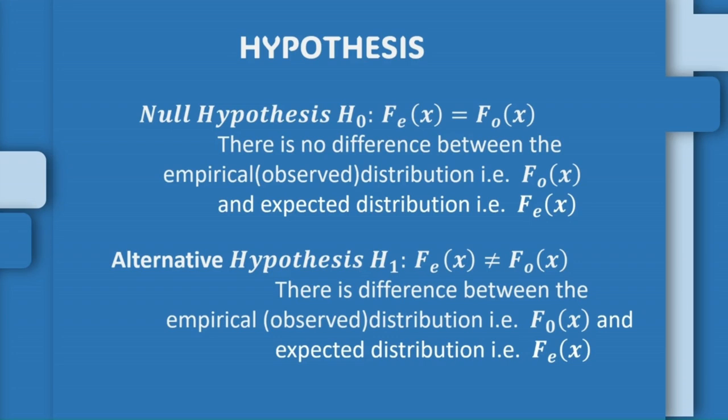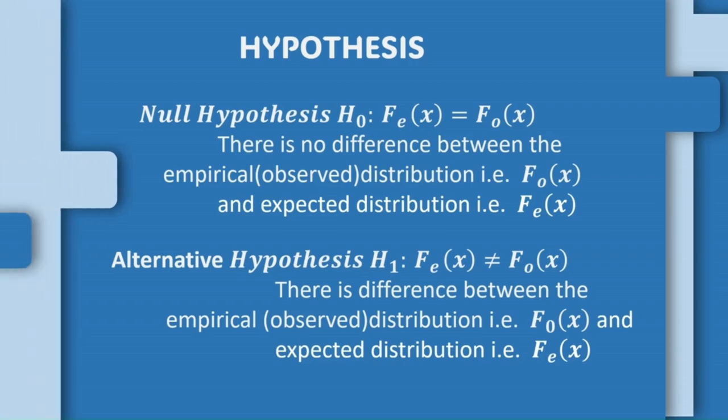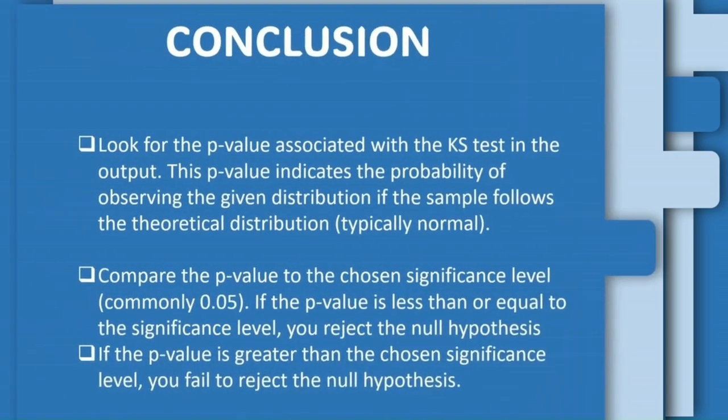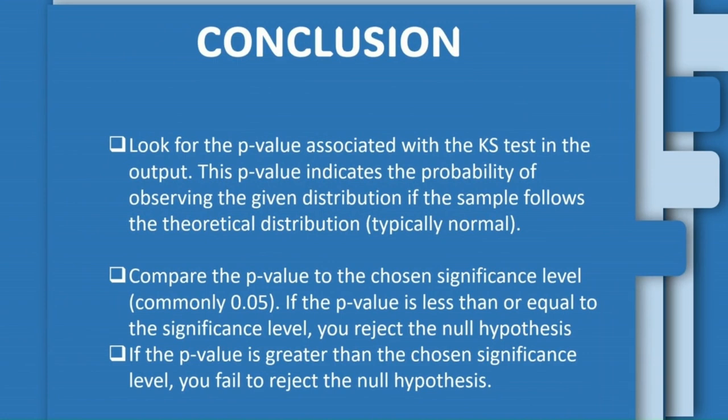After setting the hypothesis, we now go to the test statistic. The KS test statistic is given by Dn equals the maximum of the modulus of F(x) minus F0(x). Here, F(x) is the expected relative cumulative frequencies and F0(x) is the observed relative cumulative frequencies. Now, after calculating the test statistic, how will we conclude or interpret it in SPSS?